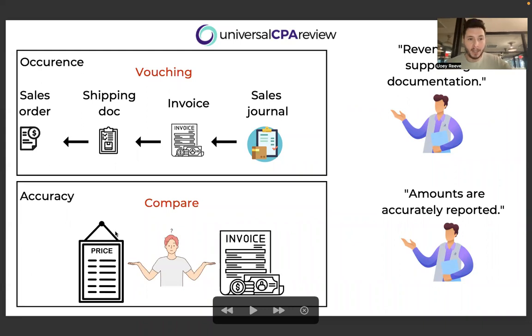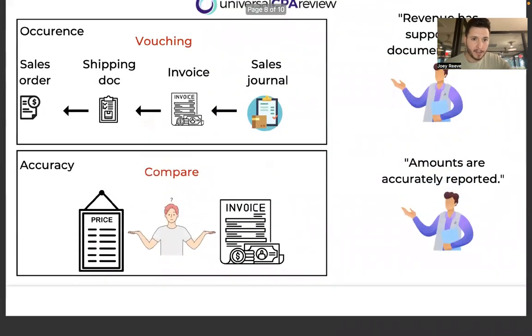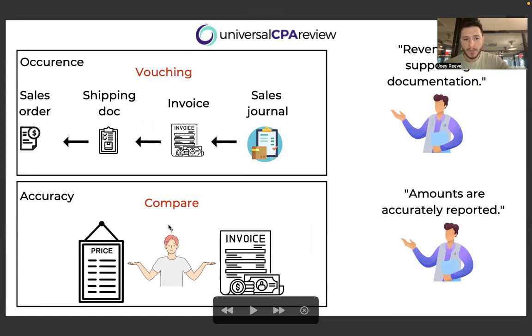And then finally, the second to last one is accuracy. Valuation, allocation, and accuracy is an assertion that management is basically saying that the information is the correct number, right? The amounts are accurately reported. And how do we do that when it comes to revenue? Comparison is going to be something that we can do, okay? But we're basically making sure that what is reported is the correct amount, okay?